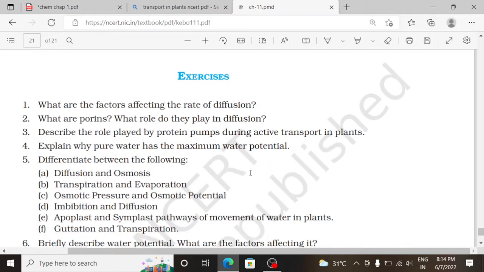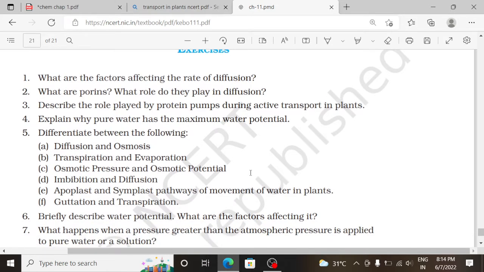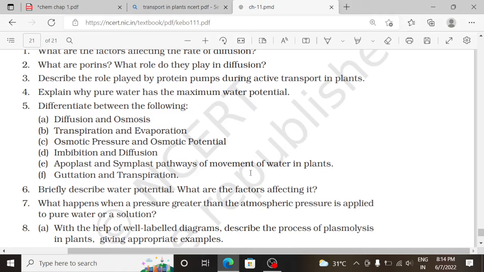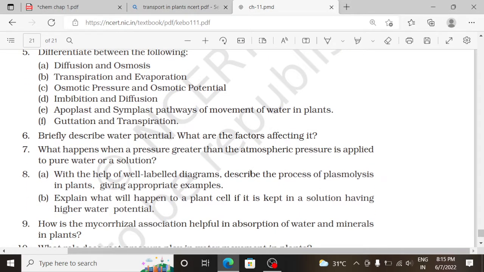Exercises. First, what are the factors affecting the rate of diffusion? Second, what are porins? What role do they play in diffusion? Third, describe the role played by protein pumps during active transportation in plants. Fourth, explain why pure water has the maximum water potential. Fifth, differentiate between facilitated diffusion and osmosis.